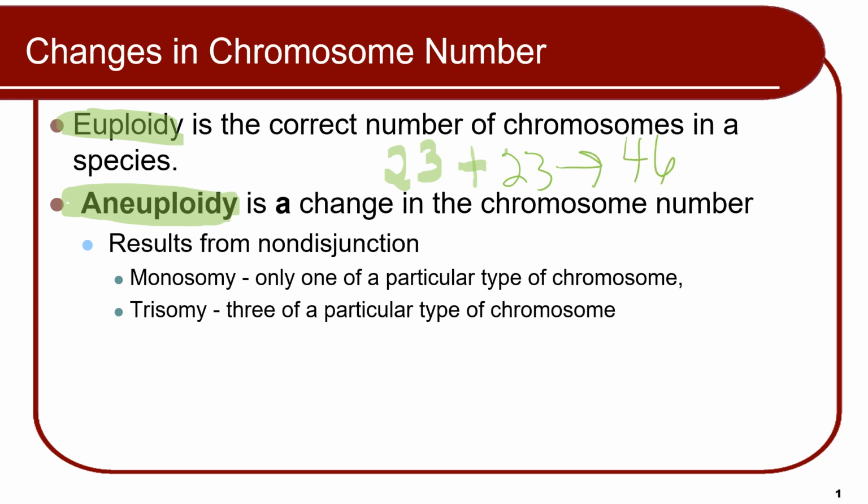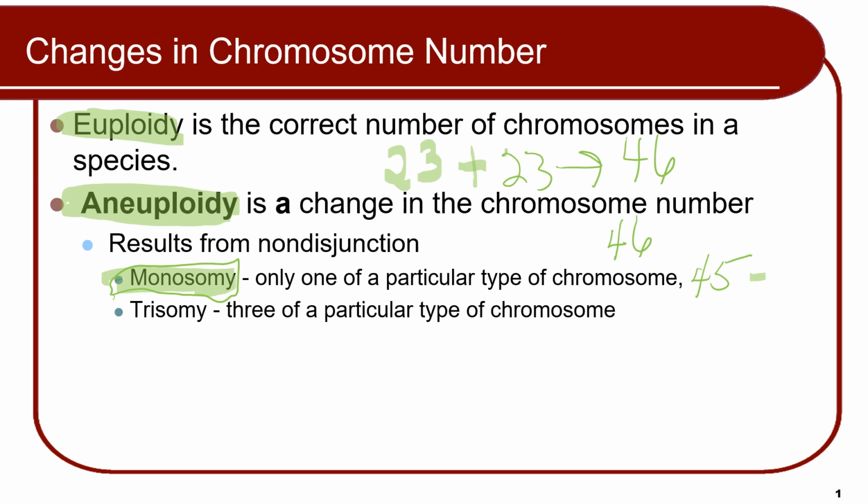In aneuploidy, you have a fertilized egg or a zygote that does not have 46. If they have one less chromosome, that would mean they would have 45. And that's called a monosomy. So a monosomy is when for one of the chromosomes, one is missing. And as a result of one missing chromosome, the total number of chromosomes is now only 45.